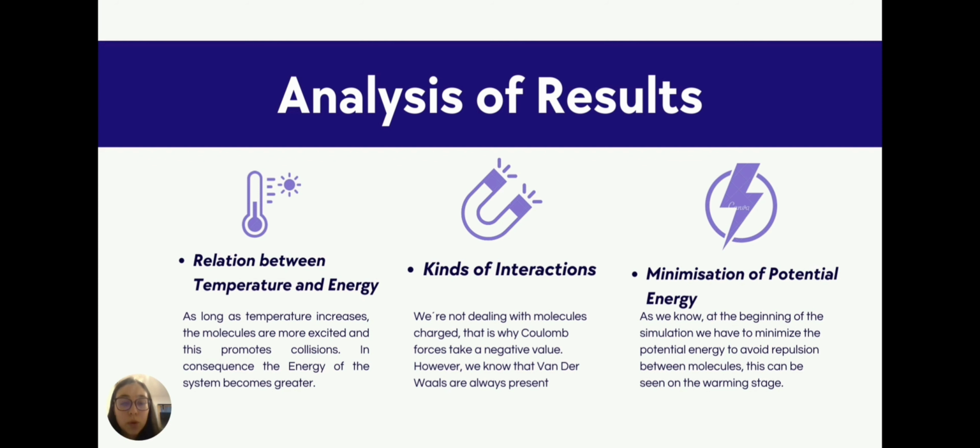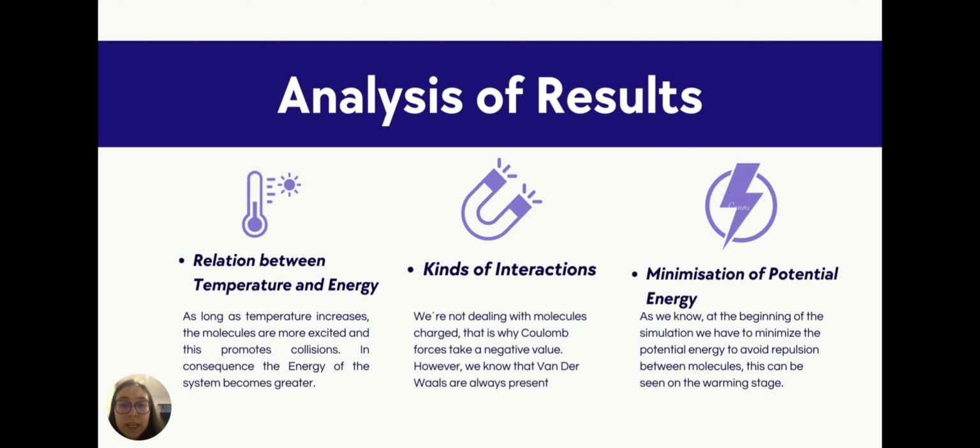As a second aspect, we could see the kinds of interactions. We are not dealing with charged molecules, so that is why Coulomb forces take a negative value. However, we know that van der Waals forces are always present. In this case, given that we are working with a total of 17,000 molecules, it is consequent that the van der Waals interactions are greater than the Coulomb ones, because the more molecules there are, the greater the van der Waals interactions become.